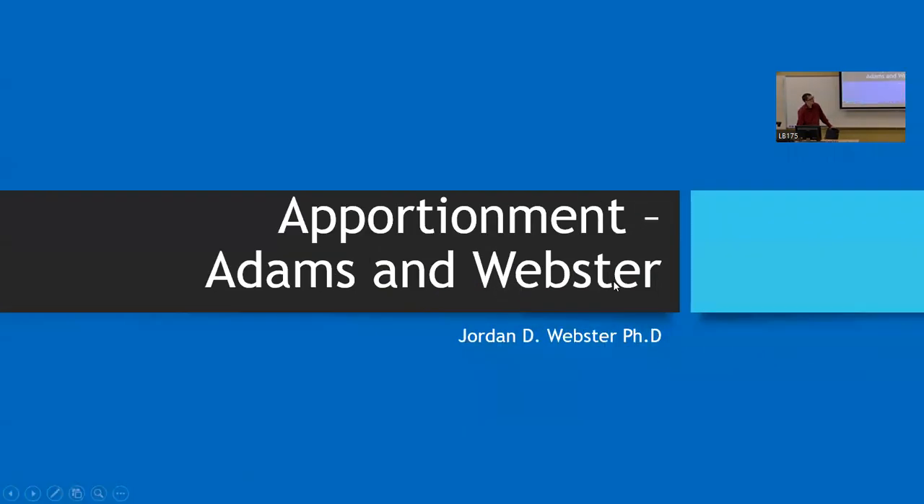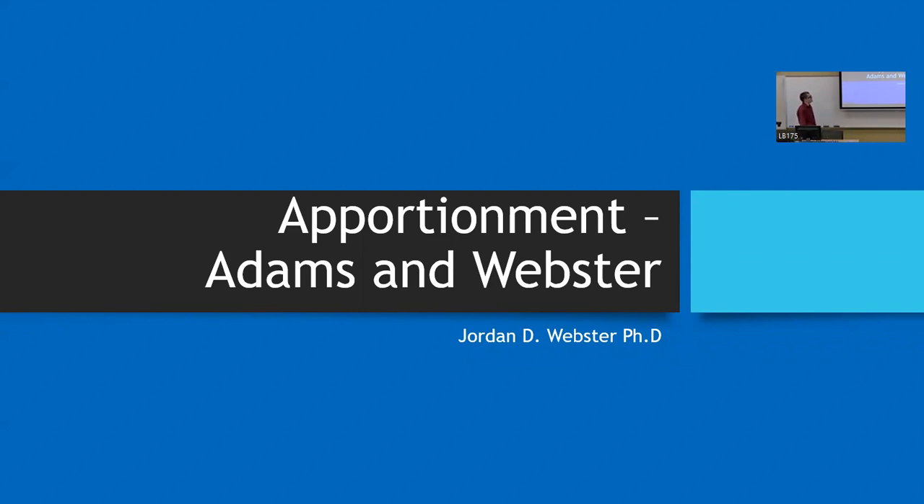Now, because of their close connection with Jefferson's method, I also, as a bonus, want to give you what happens with Adams's method and Webster's method. I'm not going to do a lot of examples here because they're very, very close to what Jefferson's method does, except they round differently.